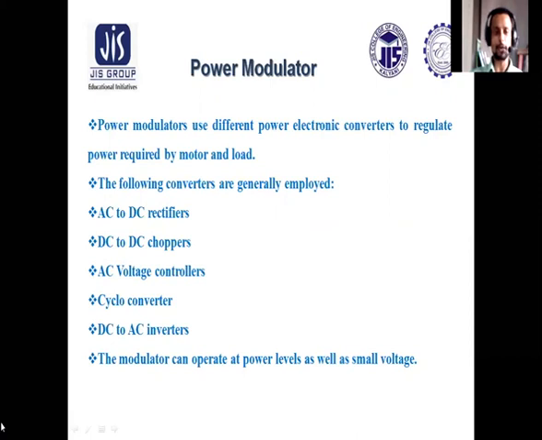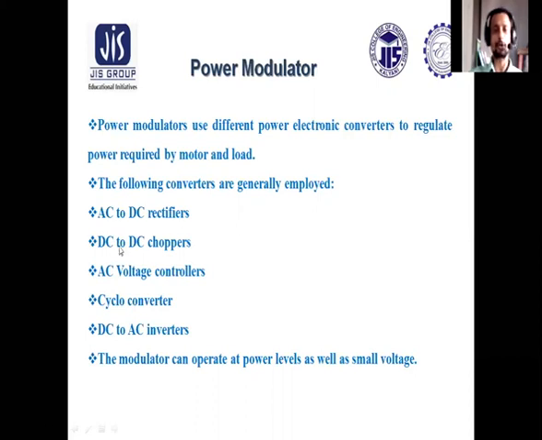This could be a midpoint converter. This could be a semi converter. This could be a three-phase rectifier or a single-phase rectifier. So different forms of power electronic converters could be used based on the type of motor, type of power supply, and requirement of the motor.